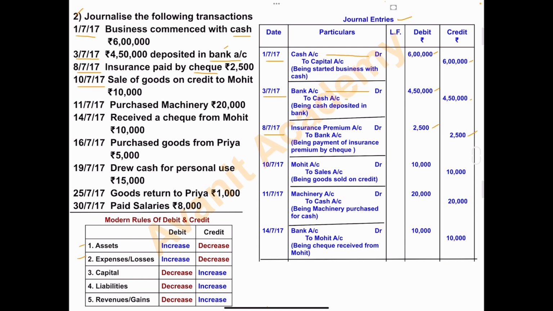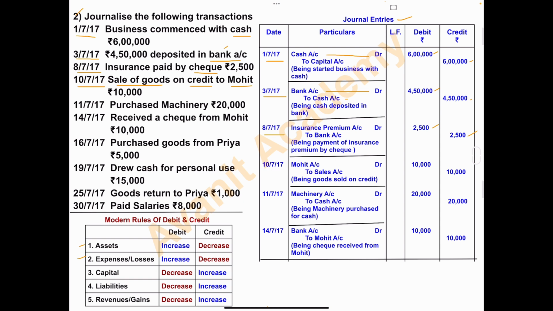On 10th July, sale of goods on credit to Mohit, rupees 10,000. In this transaction, they have clearly mentioned that the goods are sold to Mohit on credit basis. They have sold the goods but have not yet received the payment. So sale of goods on credit to Mohit rupees 10,000. So in this transaction, we have to prepare two accounts. That is one sale of goods, that is sales account, and the next is Mohit account.